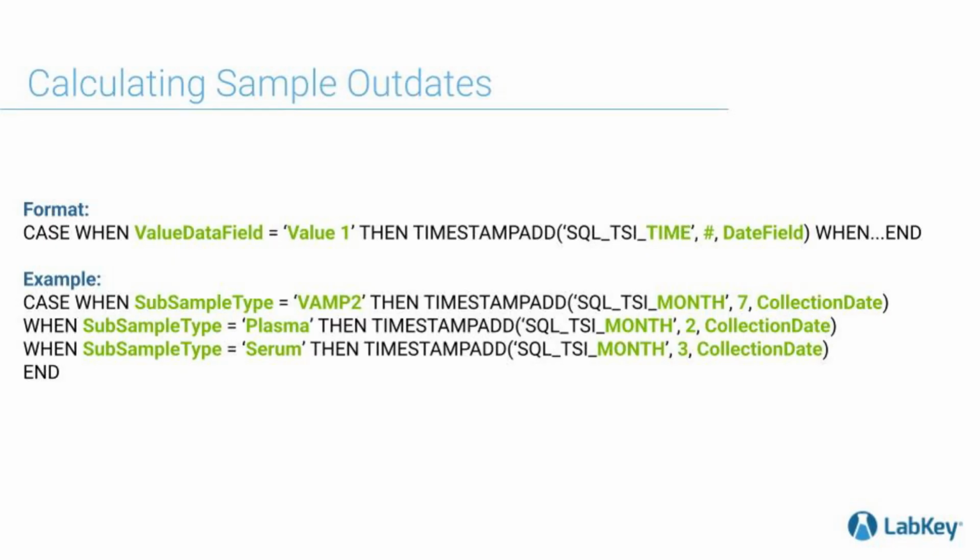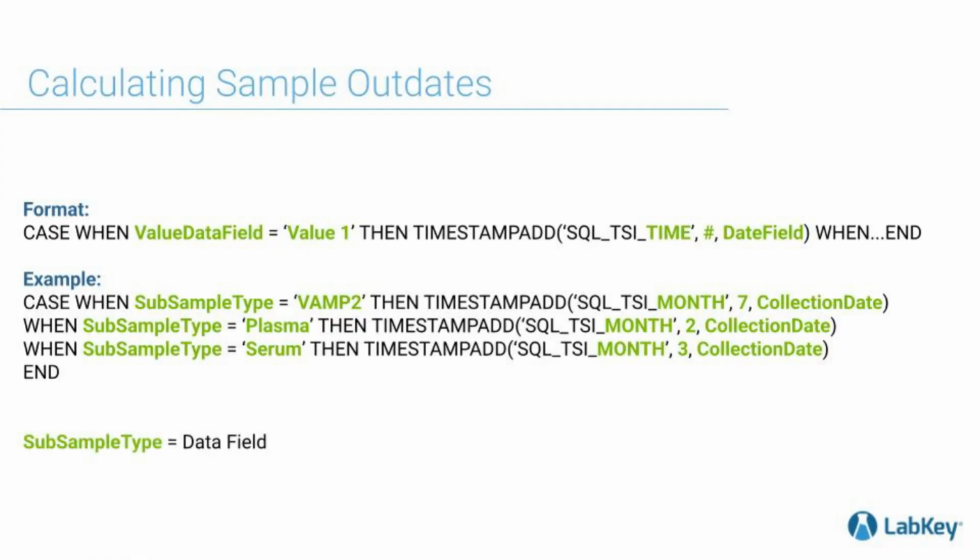To calculate an outdate time based on the collection date, you'll want to follow this formula, but replace everything in green with information from your own system. For this example, the expression reads: case when subsample type equals vamp2, then timestampadd SQL_TSI_MONTH, 7, collection date, when ... From there, I would continue for every text choice option there is for my subsample type field. I'll finish the expression with end.